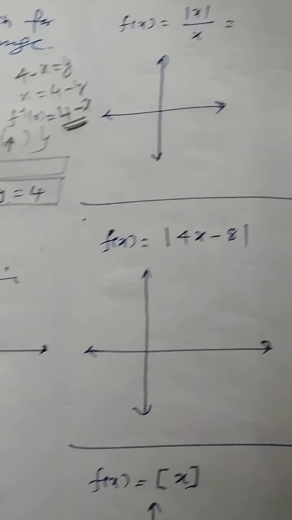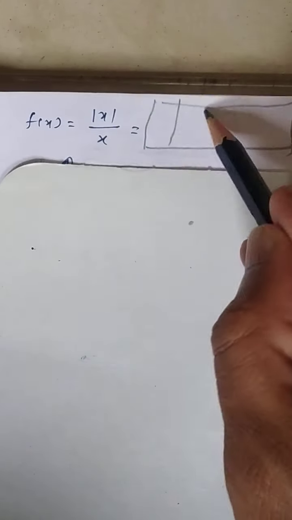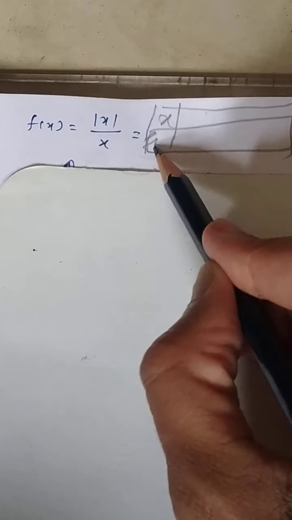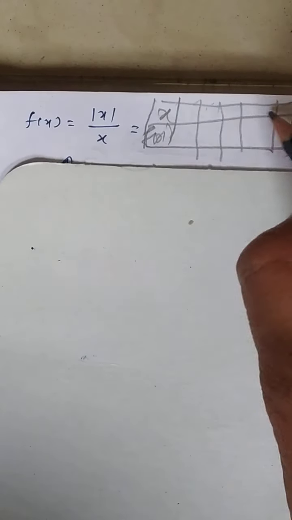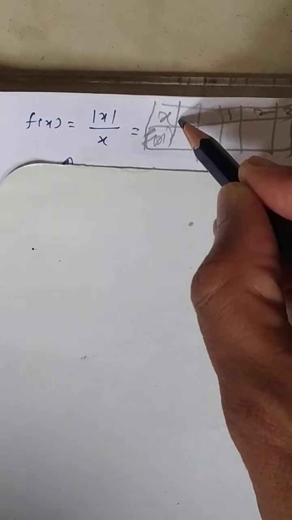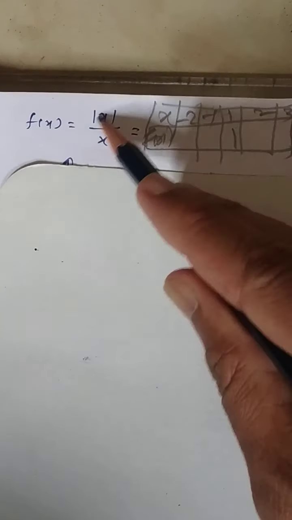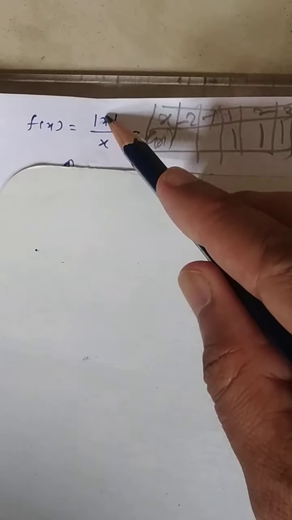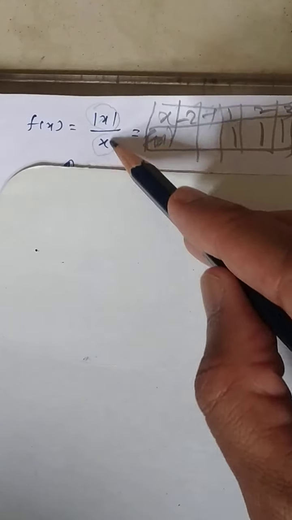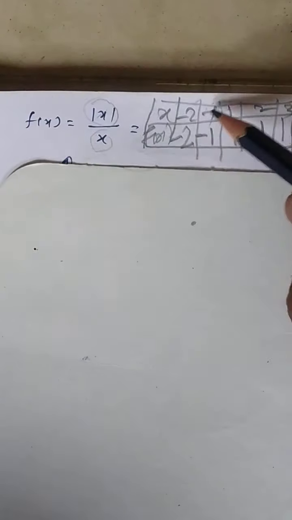Now the next graph is mod x upon x. Here we'll plot the tabular form so that we'll get x, and this is f of x. Again I am taking the same values: 1, 2, 3, minus 2, minus 1. For 1, replacing x by 1, I will get 1. For 2, I will get 1. For 3, I will get 1. For minus 1, the mod becomes plus 1, but here it is minus 1, so I will get minus 1. For minus 2, I will be getting minus 1.